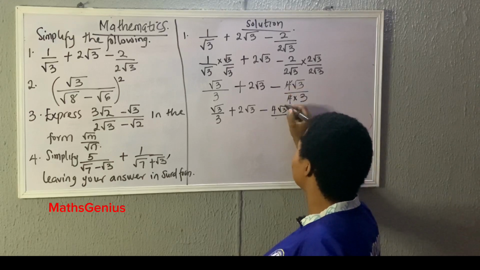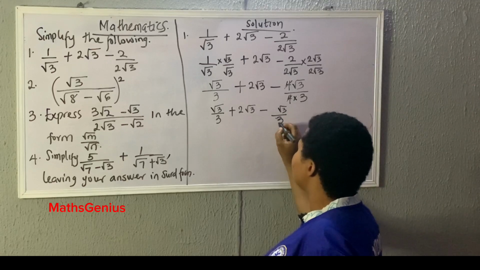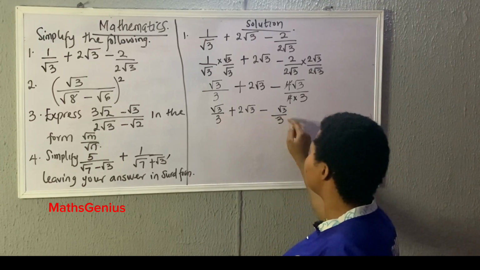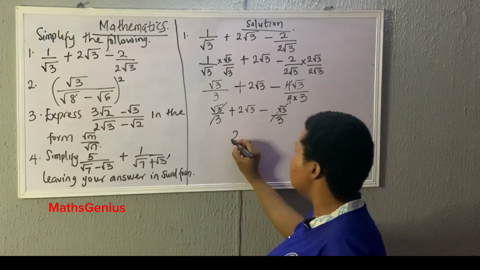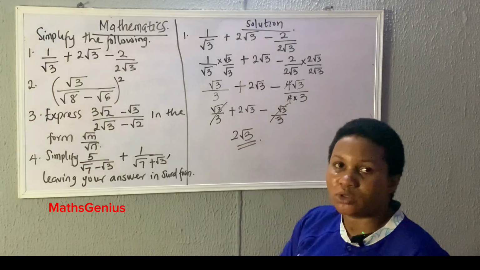We can cancel 4 with 4 to make it easier, so we have over 3. Root 3 over 3 minus root 3 over 3 will cancel each other, so we are left with 2 root 3. Let's go again on the question.